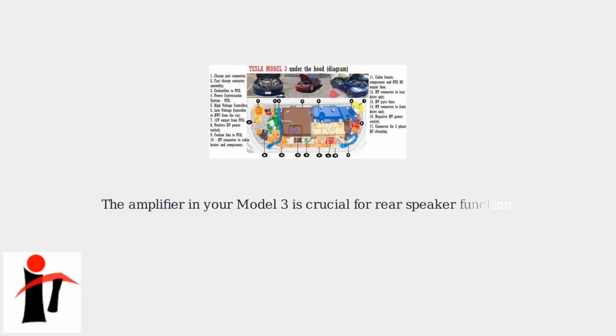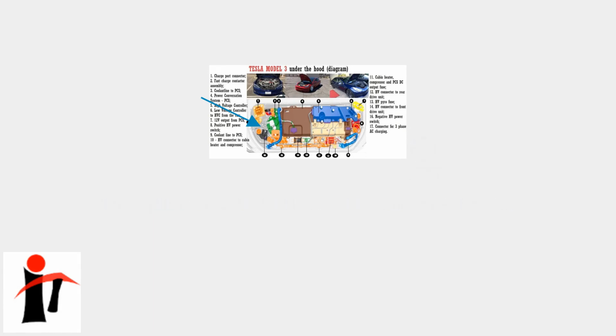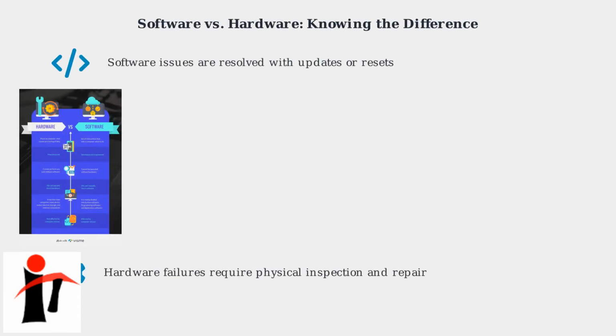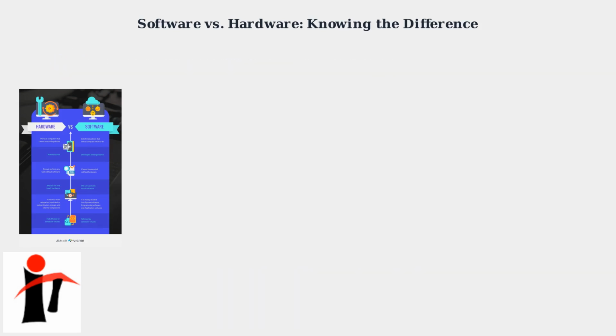The amplifier in your Model 3 is crucial for rear speaker function. It could be experiencing overheating, especially in hot climates, or loose connections or software-induced shutdowns. While you can't physically inspect it, the speaker test may give you a fault reading. Remember that 90% of amplifier issues are software-related. Distinguishing between software and hardware problems is crucial when troubleshooting Tesla Model 3 rear speaker issues. Software problems can usually be fixed through updates or simple resets, while hardware failures like blown speakers need physical repair.